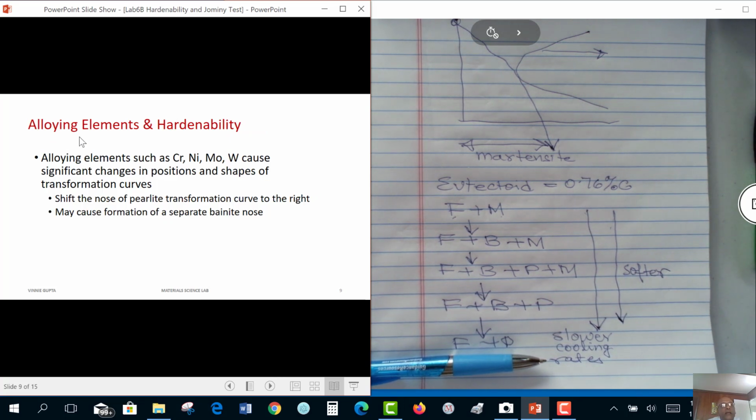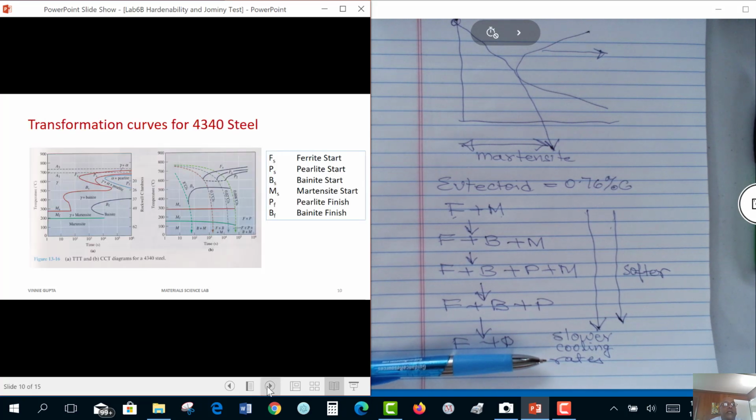Now, what happens if we add alloying elements? Alloying elements such as chromium, nickel, molybdenum, tungsten cause significant changes in the position and shapes of these transformation curves. So they can really modify these things quite a bit. They can shift the nose of the pearlite transformation curve to the right. That means increased hardenability. They may also cause separation of a bainite nose, different from a pearlite nose. So let's see an example.